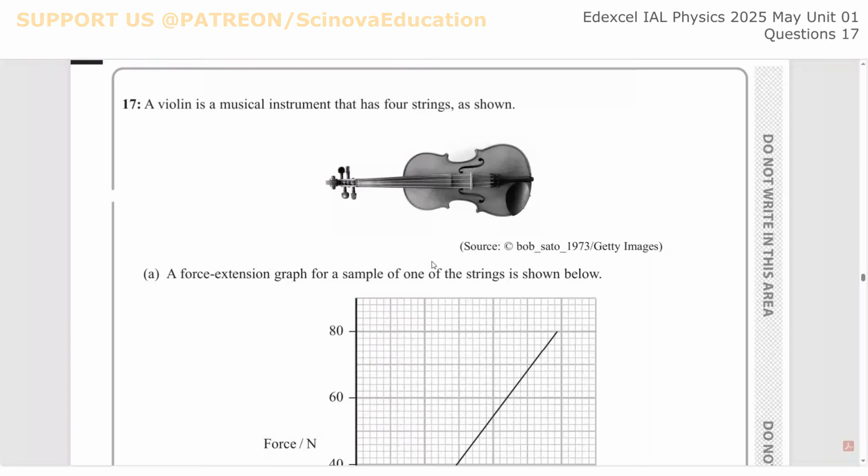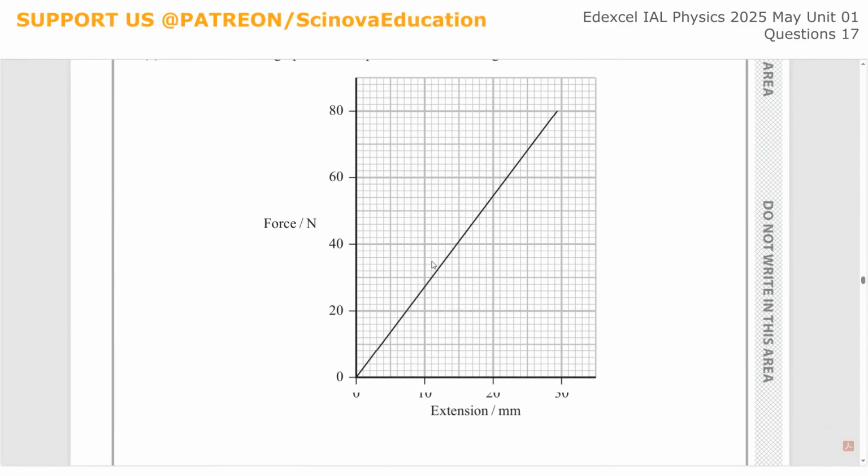Question 17. A violin is a musical instrument that has four strings as shown. A force extension graph for a sample of one of the strings is shown. You can see force on the y-axis and the extension on the x-axis. Always pay attention to the units of the axes. Force is in newtons, extension is in millimeters.